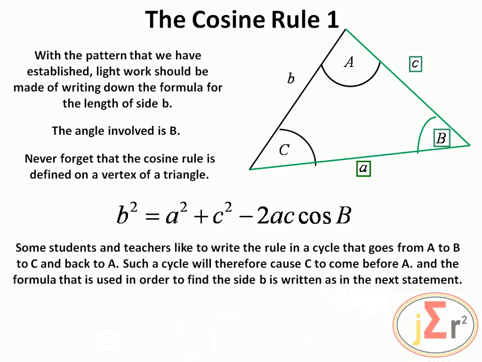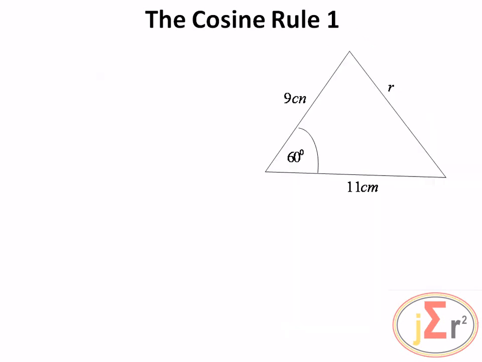Some students and teachers like to write the rule in a cycle that goes from A to B to C and back to A. Such a cycle will therefore cause C to come before A. And the formula that is used in order to find the side B is written as in the next statement. So it is usually written CA. So we have B squared is equal to C squared plus A squared minus 2CA cos B. Just to have it in a cyclic order, but it does not matter.